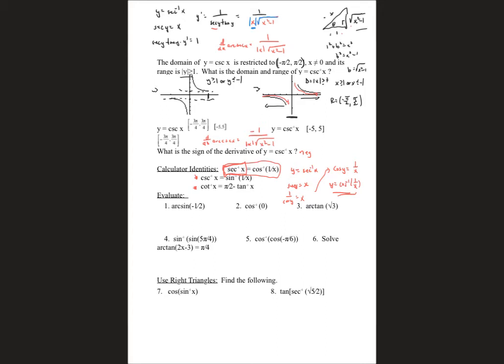Let's see if we can do some of these problems down here. Can we evaluate the arc sine of negative a half? Now remember, this is an angle, so we want the angle whose sine is -1/2. So ignore the negative for a minute. The angle whose sine is 1/2 would be pi over 6.